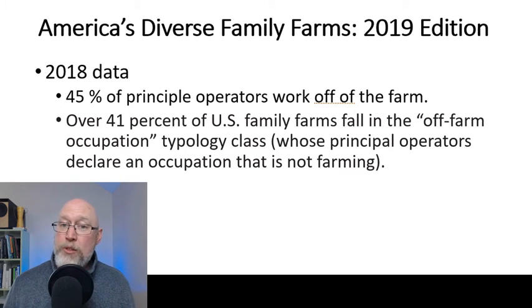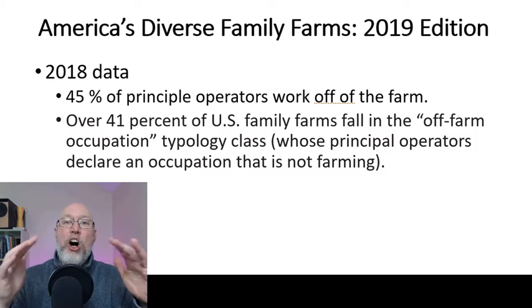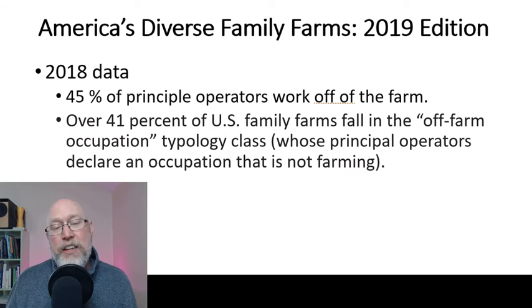So 45% of the principal operators work off of the farm. So 45% of the people that are the main decision makers on a farm have another form of employment that's not on their farm. It could be anything. It could be their own small business, a side hustle. Who knows what it could be? It could be part-time work. But 45% of the main decision makers on the farm also work off of the farm.